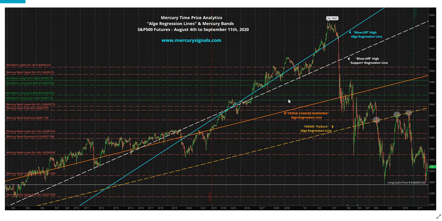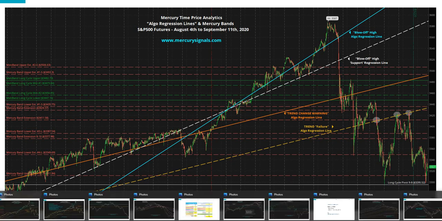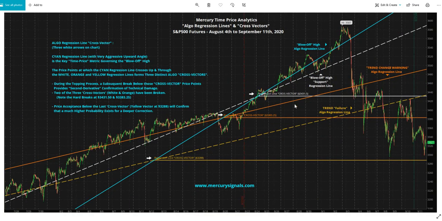Now, the regression lines themselves are using third and fourth derivative algorithms, but there's an additional derivative of these regression lines, and it's what we call a regression line cross vector, and that is the precise spot where two regression lines come together. You can see it here and here and here, and what you do is you take that spot where the regression lines intersect, and you draw a horizontal, what we call vector, at that price. And those vectors become very, very, very powerful support and resistance. And here's what it looks like.